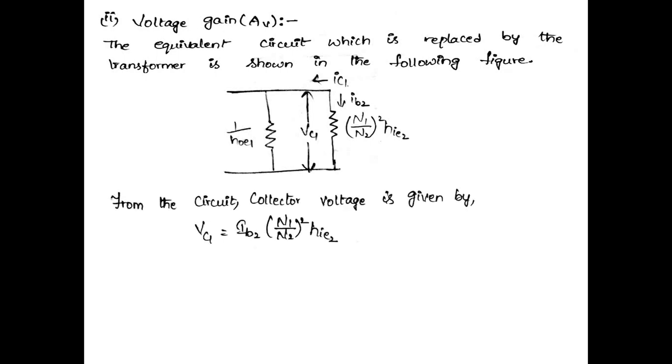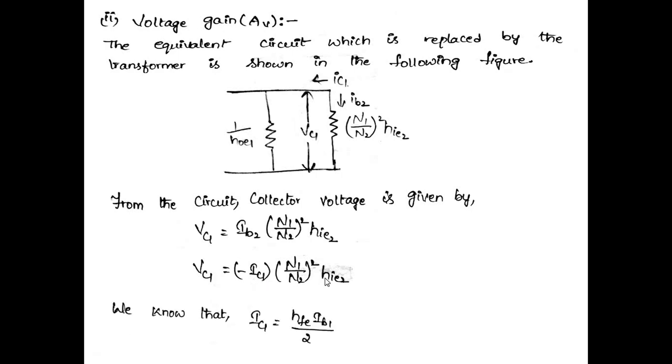Now from the circuit we can calculate VC1. VC1 is equal to IB2 into (N1 by N2) whole square into HIE2. We know the relationship between IB2 and IC1. IB2 is equal to minus IC1, both are in opposite directions. Replace IB2 with minus IC1. So VC1 equal to minus of IC1 into (N1 by N2) whole square into HIE2.